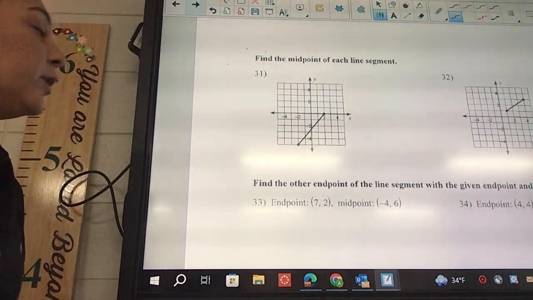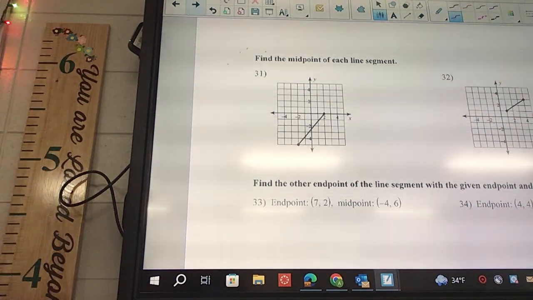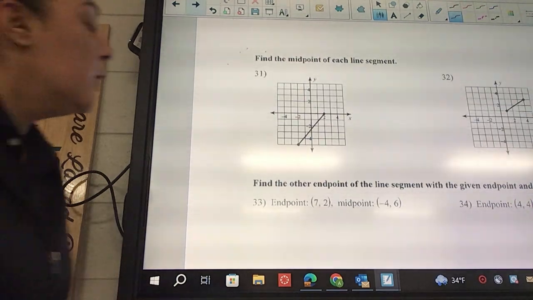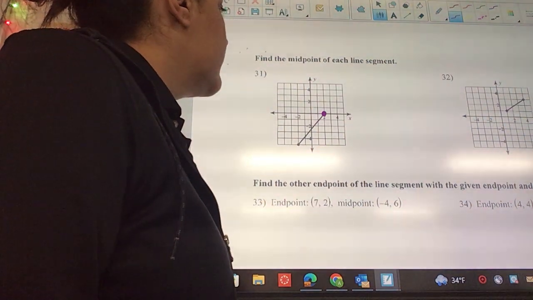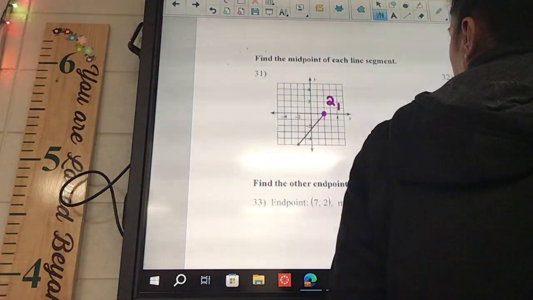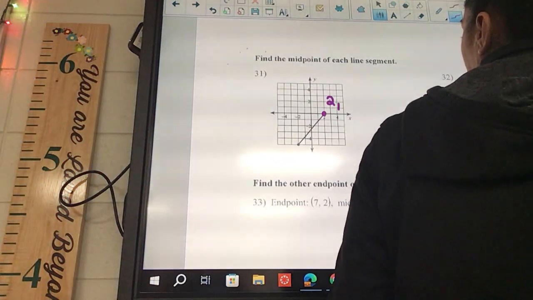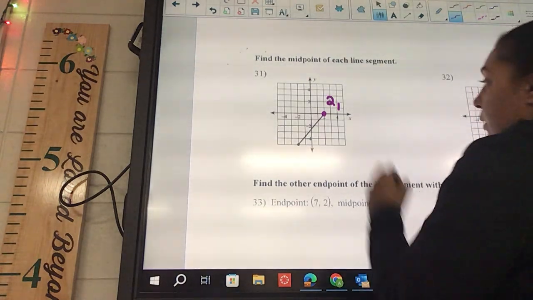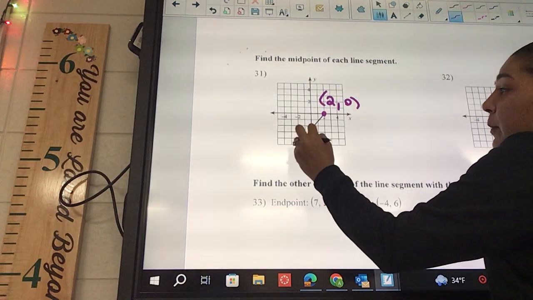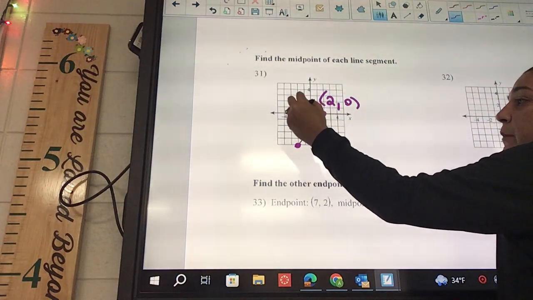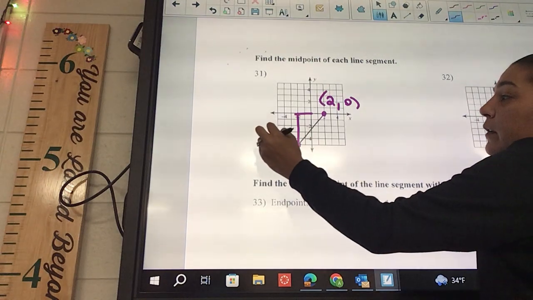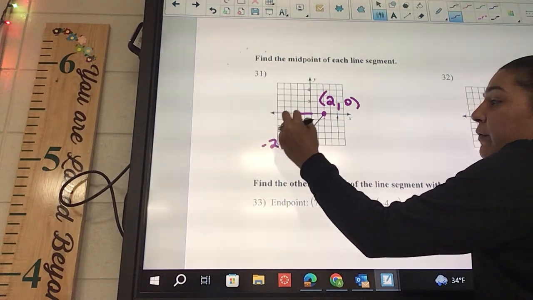Okay, find the midpoint of each line segment. These are the same, but we just need to write the coordinate out. What is this coordinate called? What's the x on? It's on 2. How many is the y? What do we go up to? 0. So this one's 2 comma 0. What about this one? How much did we go over and how much did we go down from 0? Negative 2, negative 5.